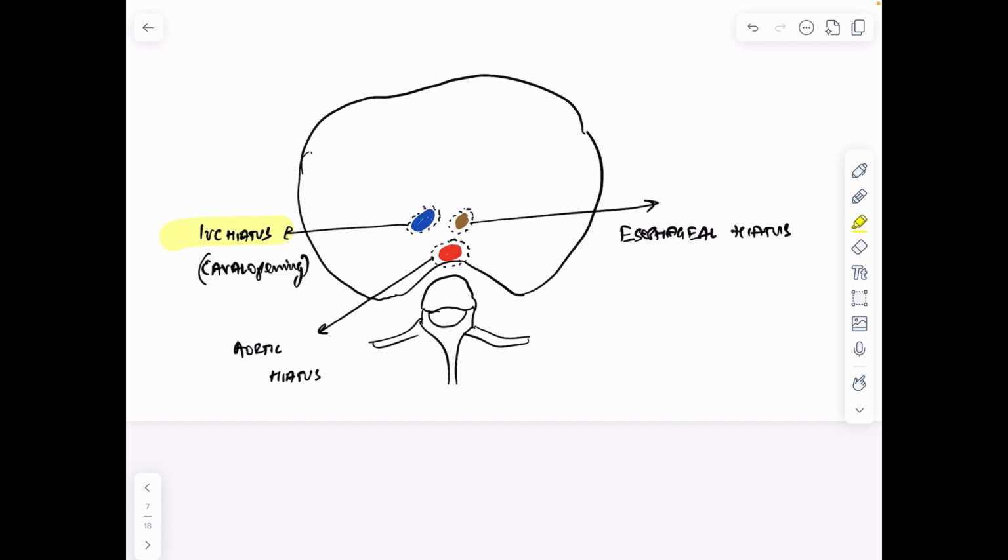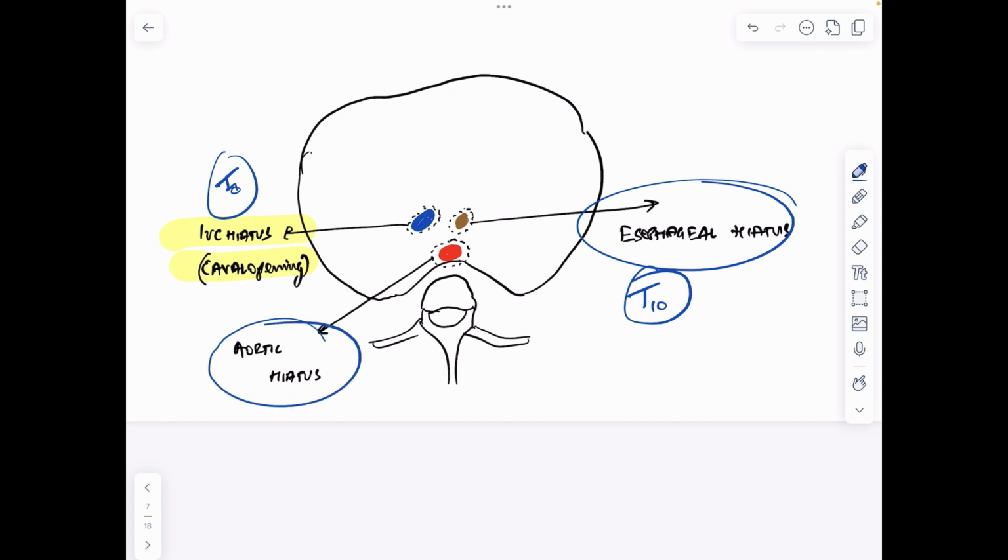Now, first is the caval opening, through which the inferior vena cava and the right phrenic nerve pass, and this opening is at the level of T8. Then the other opening is the esophageal hiatus. The structures passing through are the esophagus, the vagus nerve, and the left gastric artery branches. And the level is vertebral level T10. And finally is the aortic hiatus. The structures which pass through this are the aorta, the thoracic duct, and the azygos vein. And the vertebral level is T12. So these are the openings or hiatuses in the diaphragm over which multiple questions are asked repeatedly.